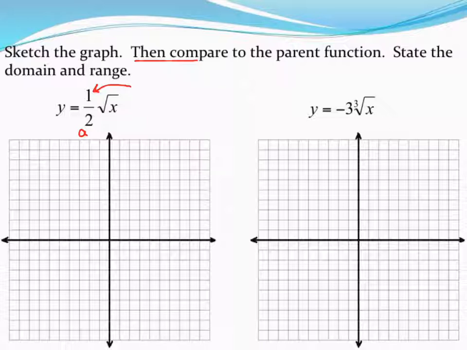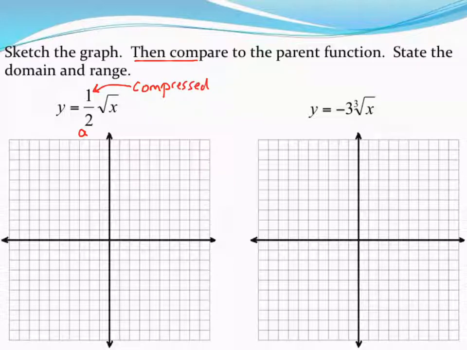So in this case, our square root graph has an a value. That a value is going to have the effect of either stretching or compressing the graph. So in this case, because our a value is less than 1, I'm going to say that this graph has been compressed, meaning it's not going to be as steep as our parent function that we took a look at.